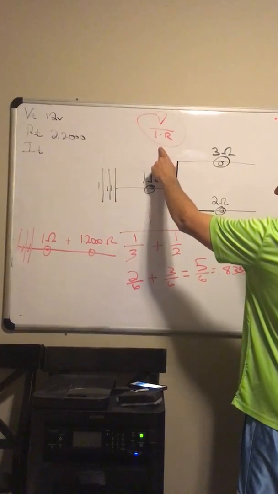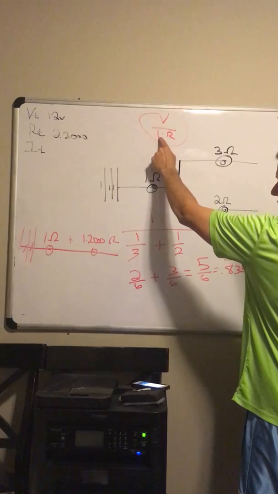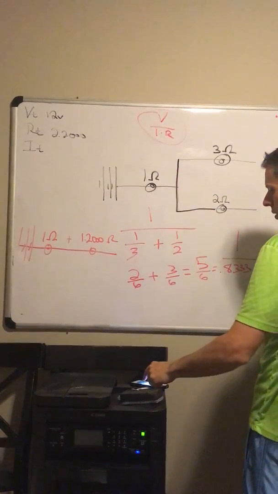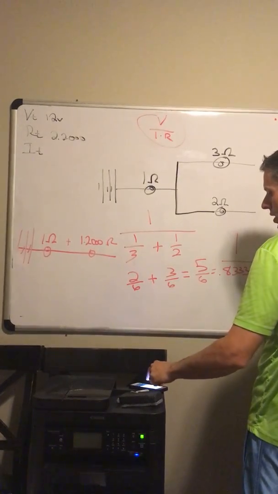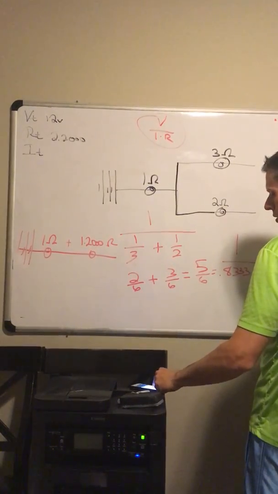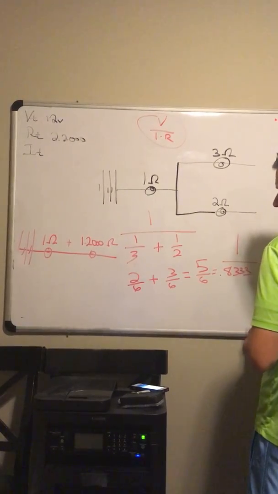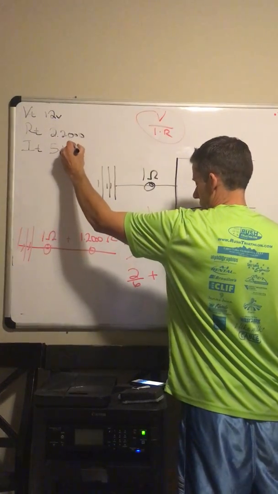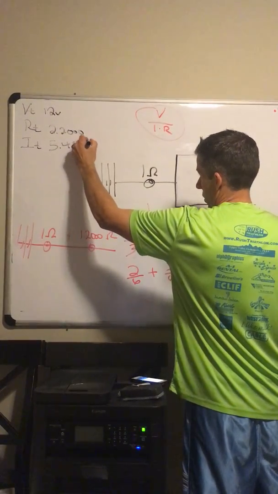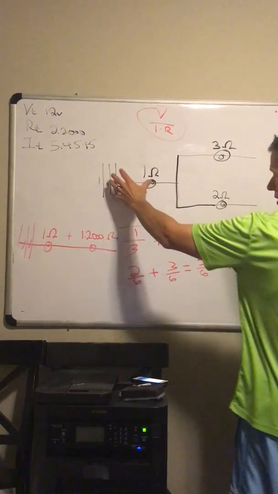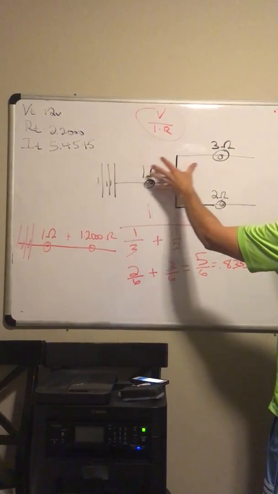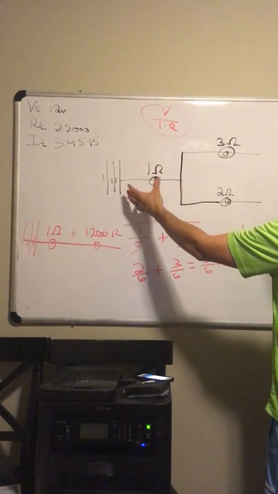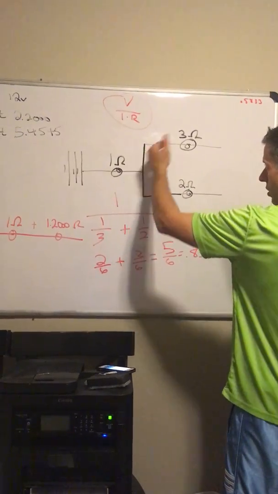If I look back here at my formula, to find my intensity or my amperage, I need to take voltage divided by resistance. So that is 12 divided by 2.2, which equals 5.4545. That's my amperage total. I know that I have 5.4545 amps flowing through the entire circuit. This first resistor is going to see all current, but when I get to a parallel circuit, the current splits off.